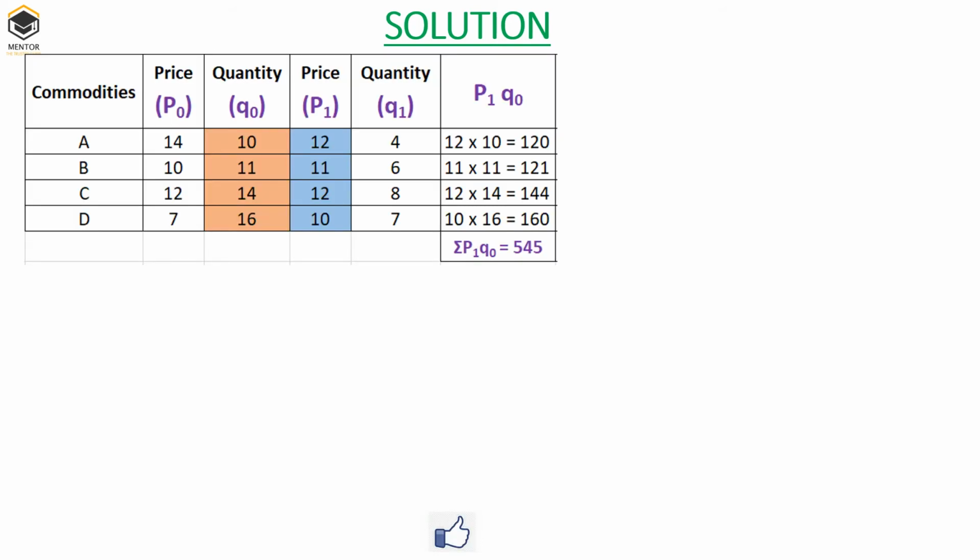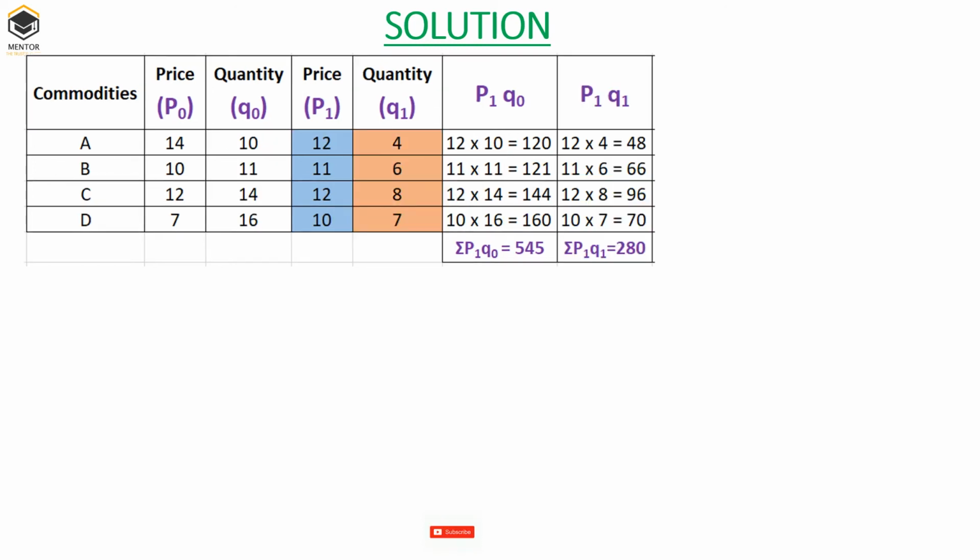So this is my first column P1 Q0. Here I am going to do the calculation of P1 Q0. It is highlighted here, Q0 and P1. I am going to multiply these, and at the end I am going to do the summation. The summation value I will be having is 545. Next I will be having P1 Q1. I am going to multiply these two, and I will be getting the summation value 280.